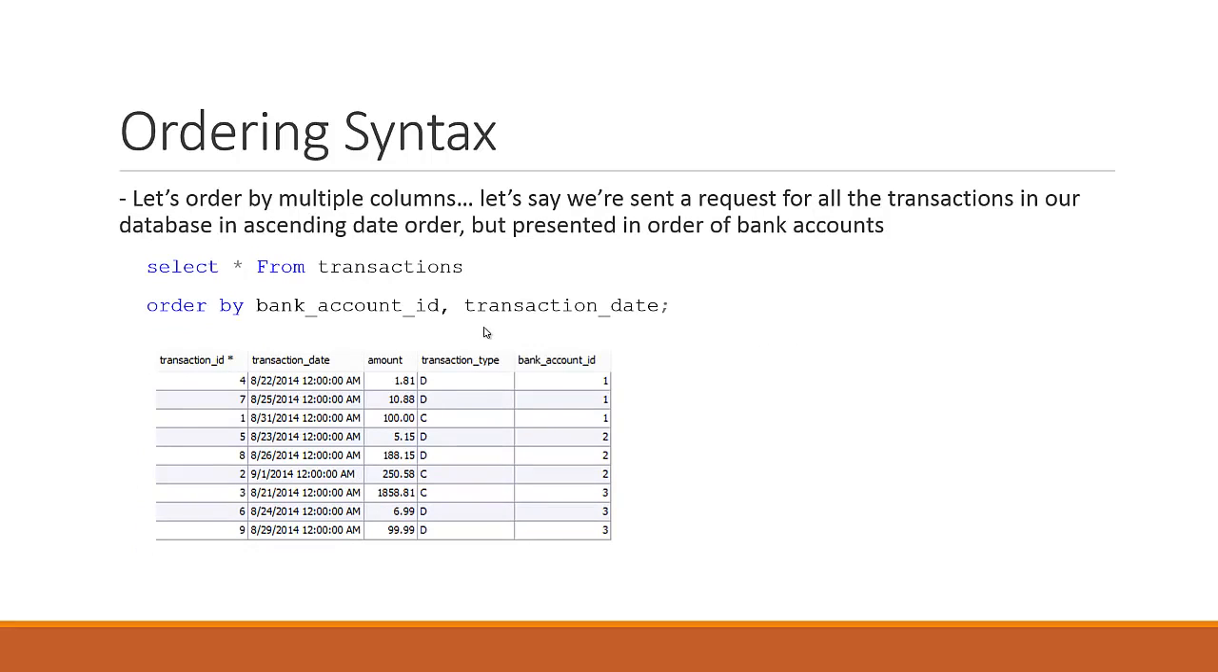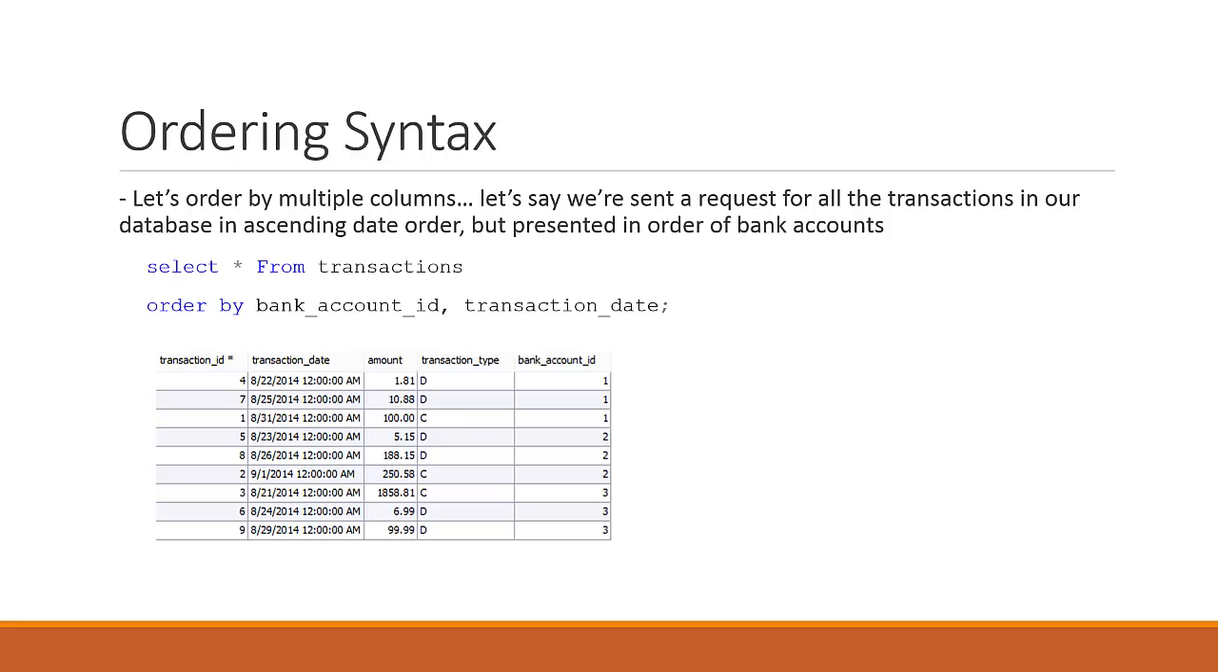So let's show you how to order by multiple columns. Let's say we were sent a request for all the transactions in our database to be in ascending date order, but presented in order of bank accounts. In other words, the scenario is the bank wants us to give them their data in the form of having everyone grouped together. Not grouped together, because I didn't want to use that grouped keyword, because we're not actually grouping, but we're more or less putting them all in the same area together by their bank account ID.